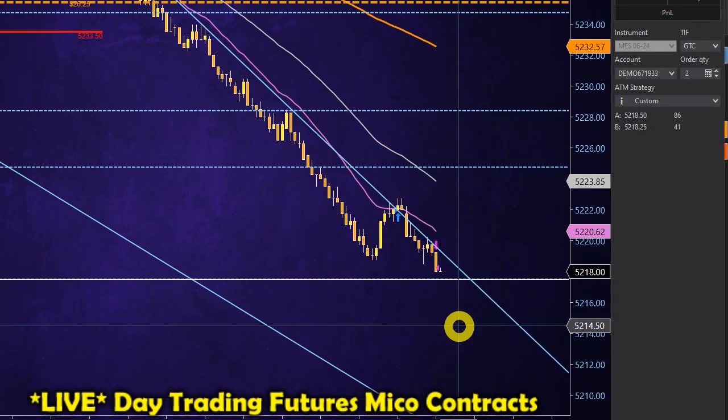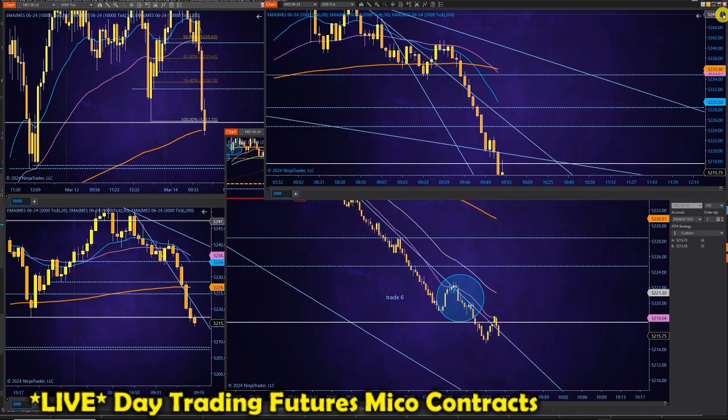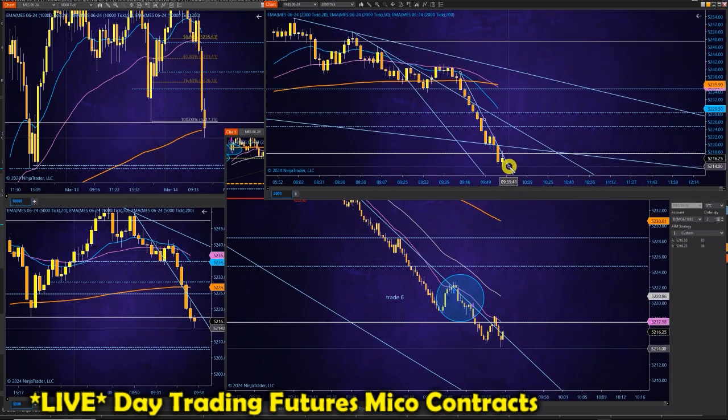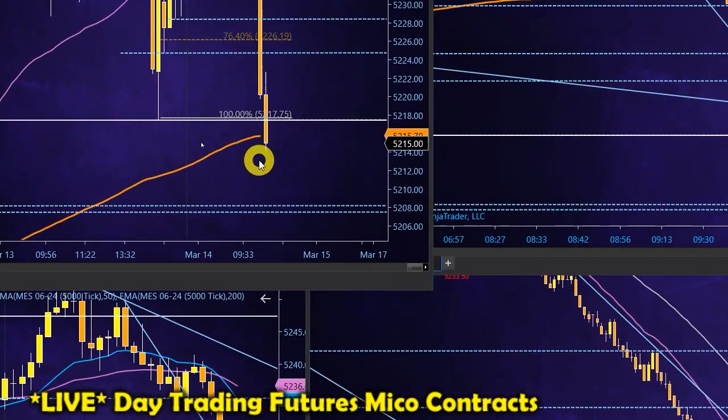Here it comes to stop me out. There it goes. Stop filled. Okay, so that didn't work. Let's take a look at some higher time charts here and take a look at these trend line break potentials. Okay, look at that. It just shot down past all that.